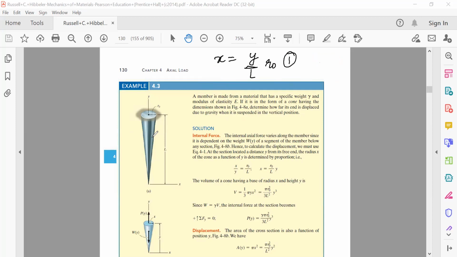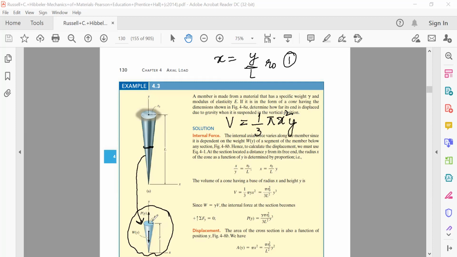Now, as far as the volume of the cone is concerned, the volume of the cone is the portion that we have separated out. This is the portion that we have separated, where we have drawn this to be equal to x. So look at this separated section. What will be the volume of the cone? The volume of the cone is given by the formula 1 by 3 pi times the radius of the base squared, that is pi x square, multiplied by the height, the height is y.